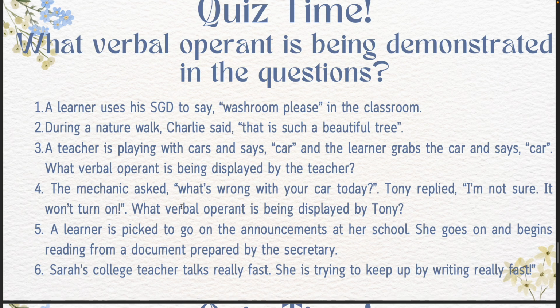So in this case, it is a mand because there should be an MO in place that he needs to go to the washroom and he is requesting for something, okay? So keep in mind, a mand doesn't have to be requesting for food items all the time, or doesn't necessarily have to be requesting for activities. It could also be gaining access to something, right? Number 2, during a nature walk, Charlie said, "This is such a beautiful tree."